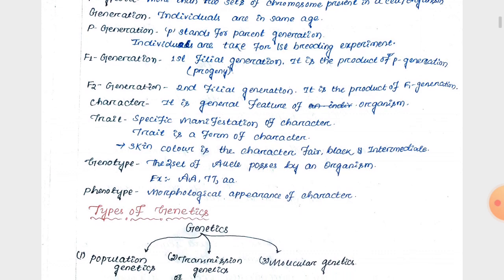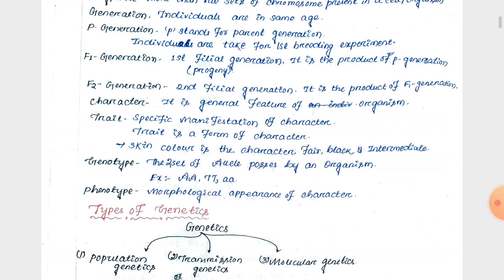Then the next term is generation. What is generation? Generation meaning the individuals that are of the same age, right? Let's say the progeny are all around the age of 10, or we may say the young generation, they are all 25 to 35. So these are called generations.